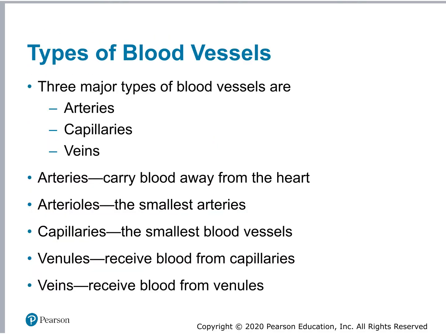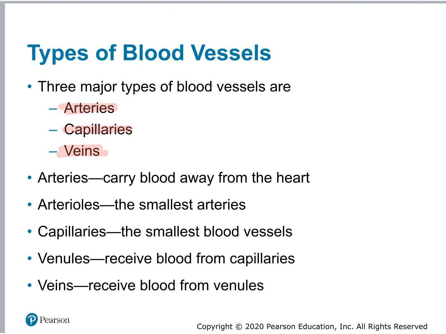All right, the three major types of blood vessels are arteries, capillaries, and veins. Now, there's two types of circulation. There's the pulmonary circulation, and then there's the systemic circulation. And we're mostly going to be talking about the systemic circulation, but truth be told, some of the same things are going to be told about the pulmonary circulation as well.